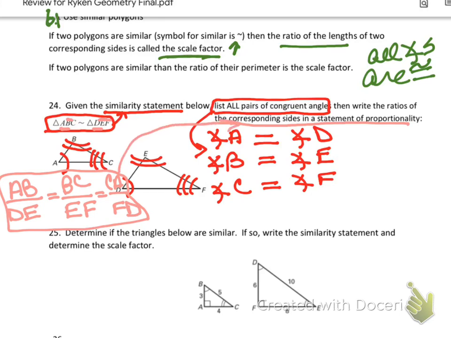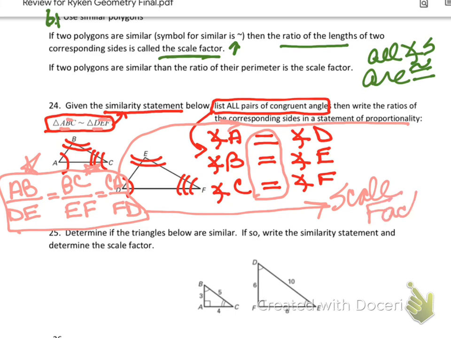This is your proportionality statement. Make sure you understand the difference. Notice here, I have angles that are equal to each other, whereas in this box right here, I have sides that are in proportion to each other, so the fraction of one triangle to the other triangle with its corresponding parts, that ratio is all equal. The ratio is what gets me the scale factor. Very important.